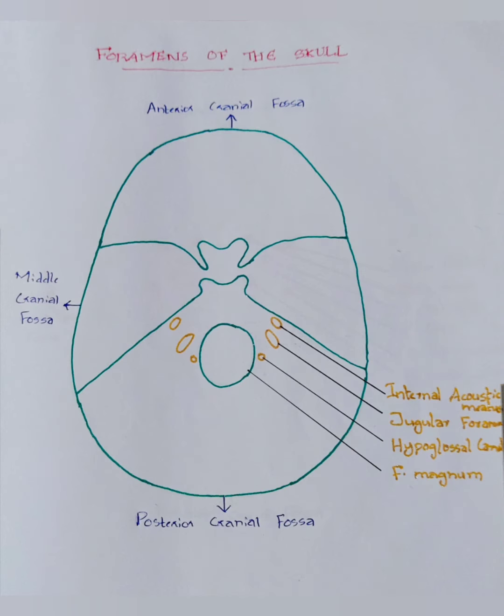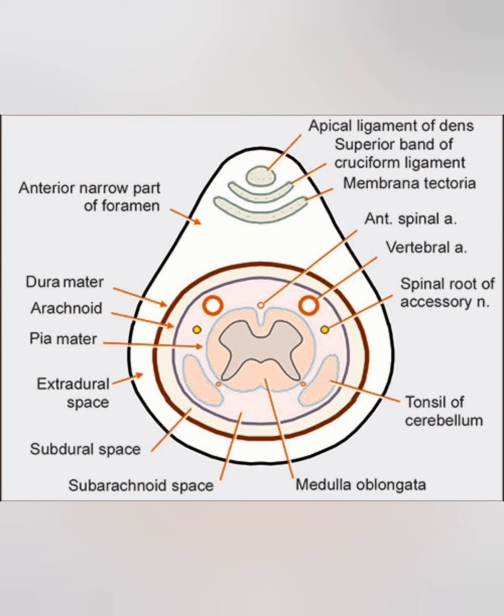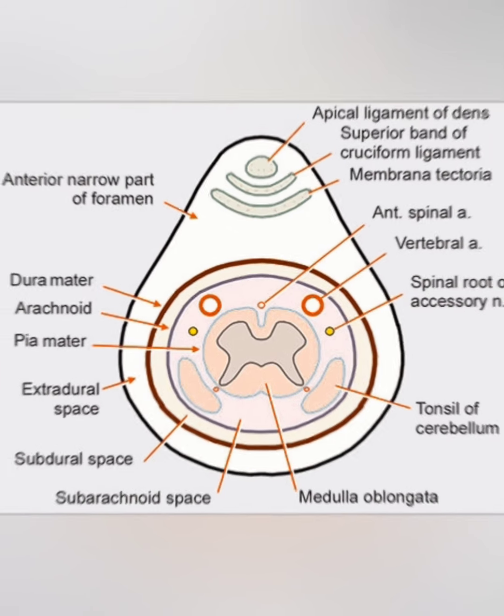As the name suggests, the hypoglossal canal transmits the hypoglossal nerve. Finally, we have the foramen magnum. Through the anterior part of foramen magnum, the structures that pass through are membrana tectoria, cruciate ligament and apical ligament of dens. Through the subarachnoid space, vertebral arteries, anterior and posterior spinal arteries and spinal accessory nerve. Through the posterior part of foramen magnum, lower part of medulla, tonsils of cerebellum and meninges.